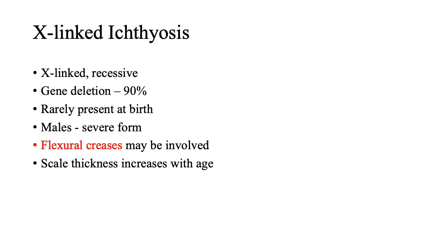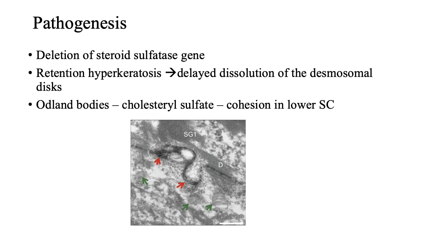The next variant is X-linked ichthyosis. Gene deletion is seen in 90% of these conditions. This is rarely present at birth. As this is an X-linked recessive condition, males show the severe form of this disease. Flexural creases may be involved, and the thickness of the scales increases with age.